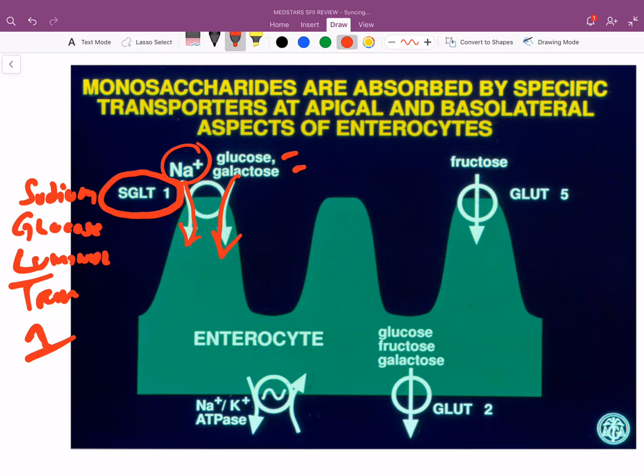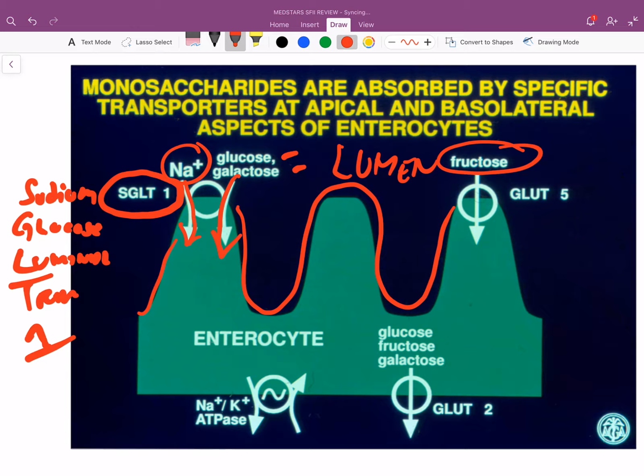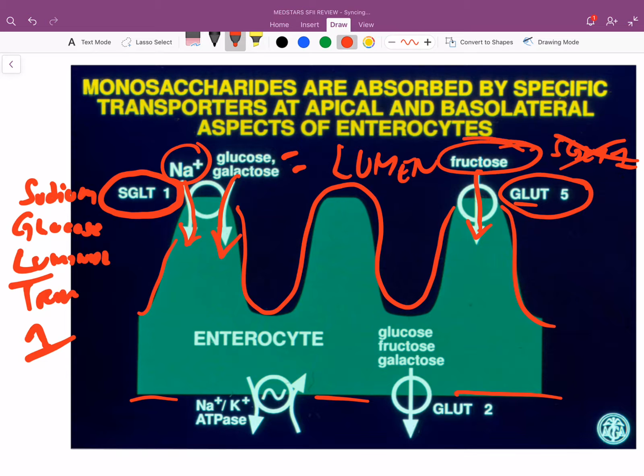Now, just hold that thought, because over here we see that fructose is a different story. Don't forget, all of this is the lumen over here. All of this is the apical side of the cell. Over here is the basolateral side, the other side of the cell. Fructose gets absorbed into the enterocyte not through SGLT1, but through GLUT5. This is kind of a misnomer, because it says GLUT on it, but GLUT5 is only for fructose. Fructose is imported into the cells via GLUT5.